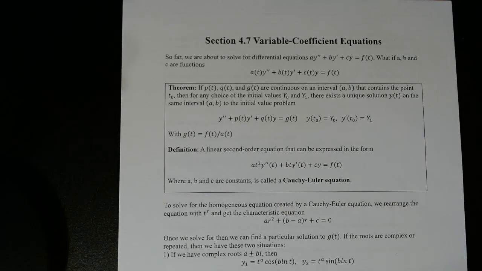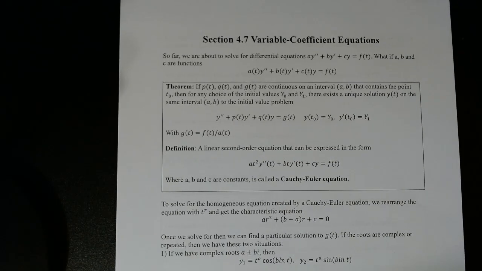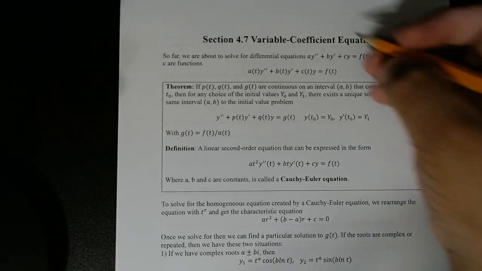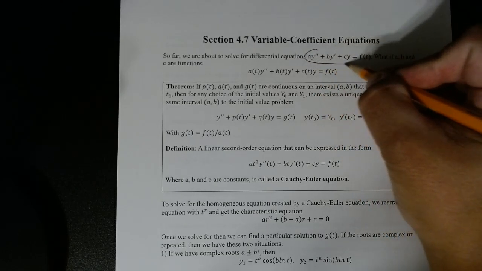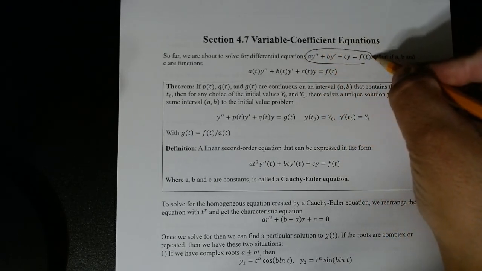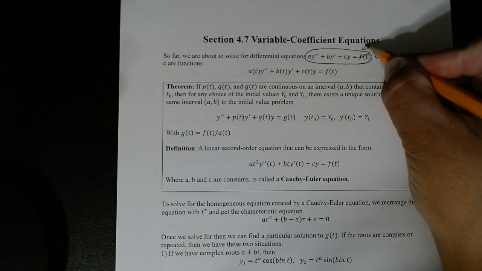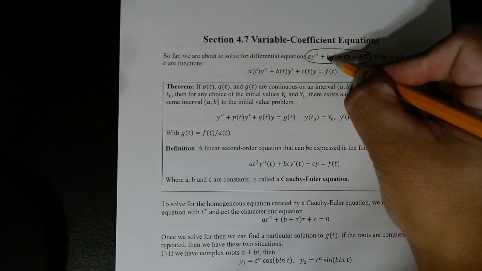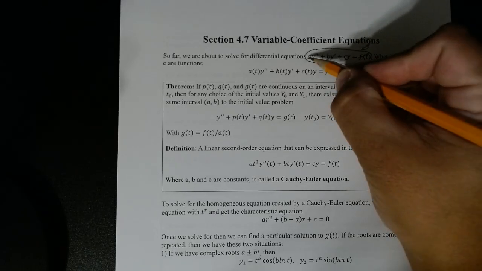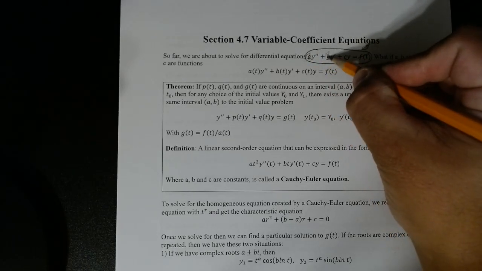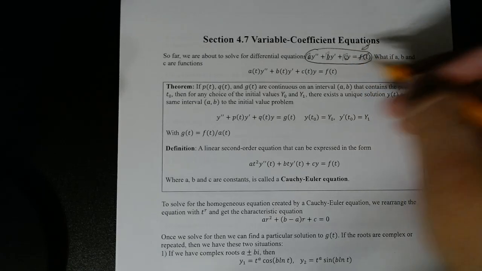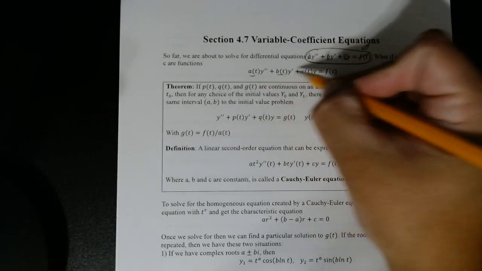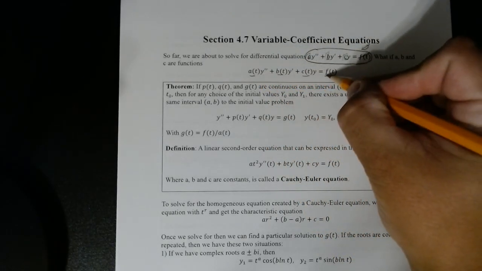So, variable coefficient equations. The best thing about differential equations is that they repeat, but in different situations. For example, now that we know how to do this situation, and the special case when this is 0, we only talked about these being functions, or sorry, constants. Now we're going to talk about what if they're functions themselves? So now it's a of t, b of t, and c of t equals f of t.